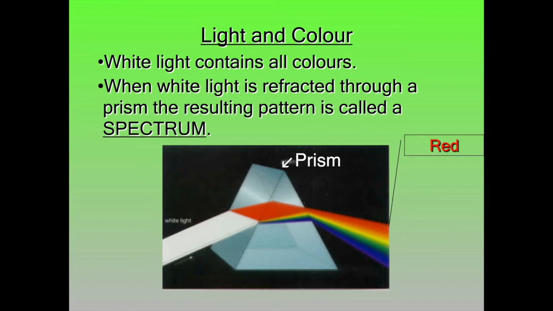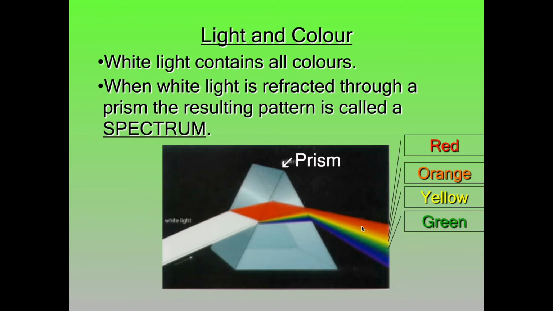If we look at the different colors here, we'll start at the top with red, then orange, then yellow, then green, then blue, and then indigo, which is kind of like a lighter blue color, and then violet, which is like purple. So that's the order that the colors always show up in the spectrum.